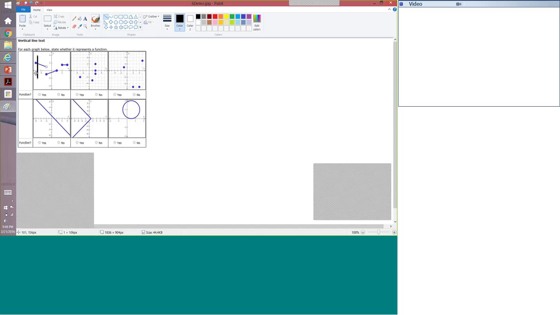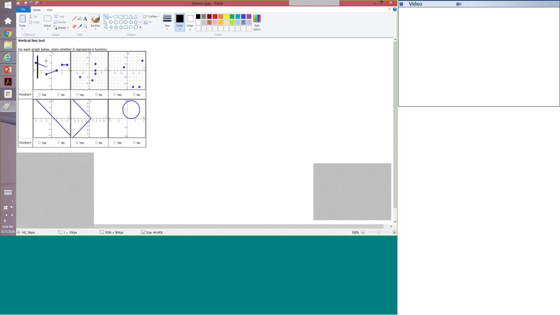If it hits in 2 places, it's not a function, because the definition of a function is that for each x value, there's one and only one y value. There's a few other definitions of functions, but that's the one that we're primarily concerned with in this example.